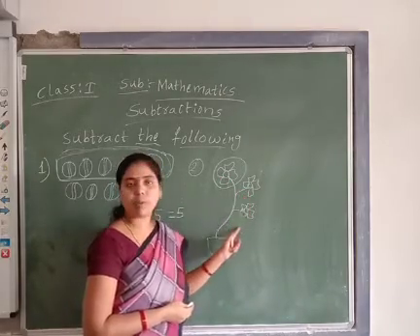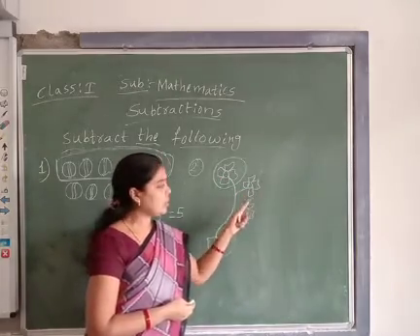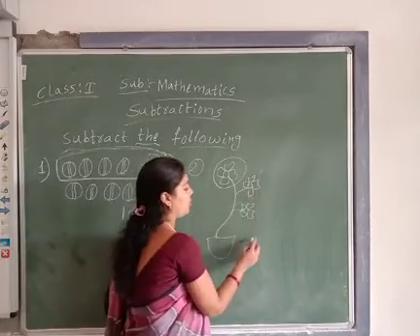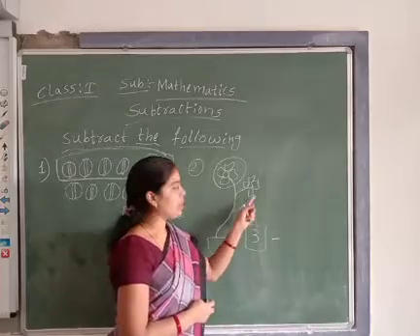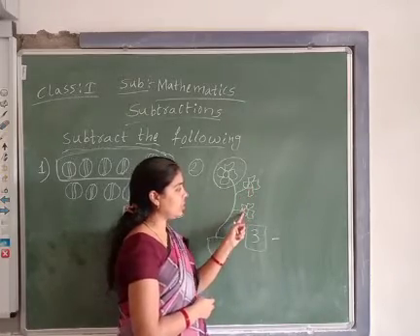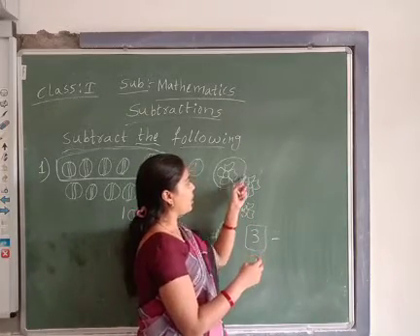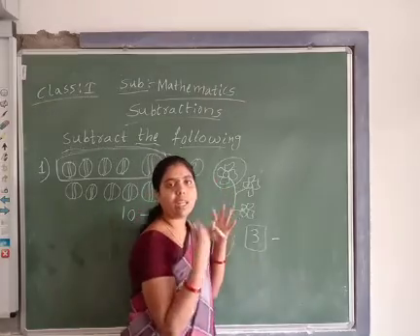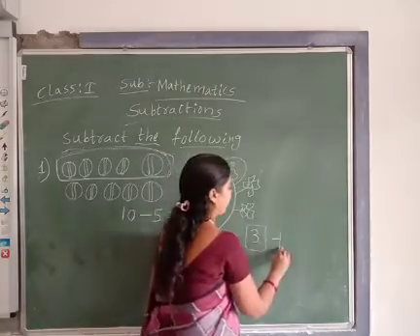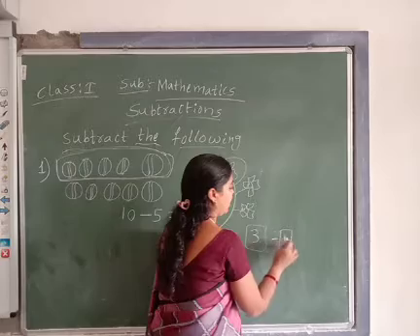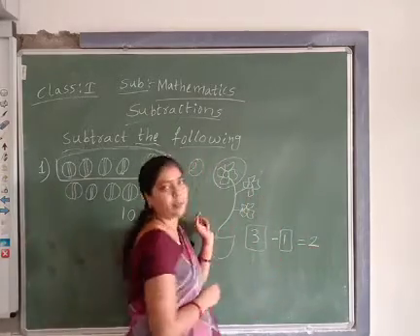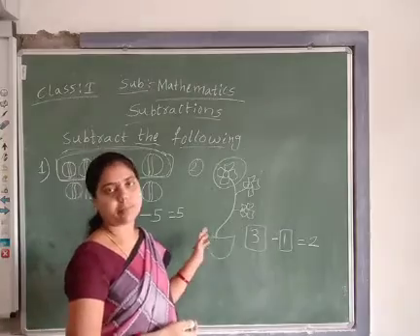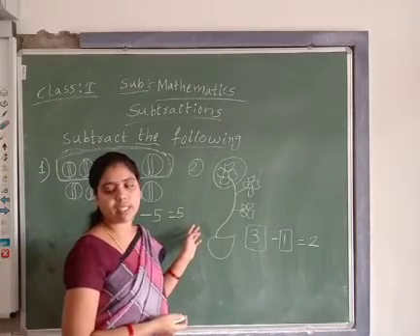So how many are remaining? 1, 2. So total how many flowers are here? 3 flowers. And how many will we subtract? 1. Only 1 she is taking. 3 minus 1 equals 2. 2 flowers only remaining with the plant. So do you understand, children?